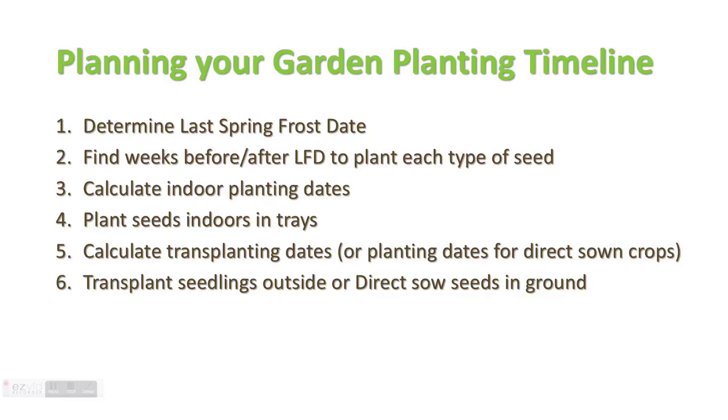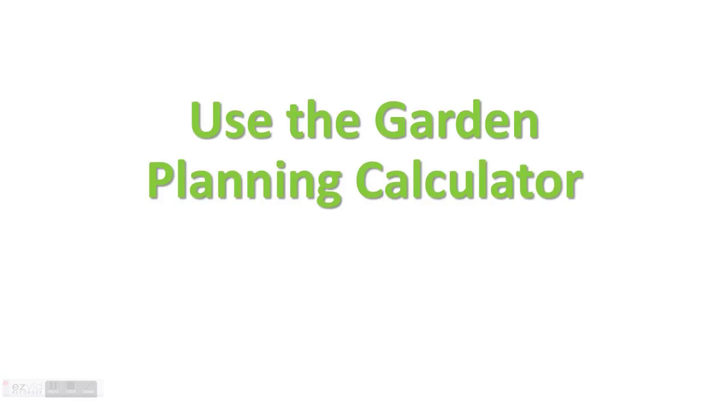And the next step is you're going to transplant those seedlings out into your garden, or direct sow seeds into the ground for those varieties that can be or should be sown directly into the ground. So there's a lot of calculation that needs to be done. You need to assemble a lot of data and put a lot of information together to get all this information together in a usable format. You can do it the hard way and do it all manually. Or you can use the garden planning calculator that we've built to assist you in making this a whole lot easier.